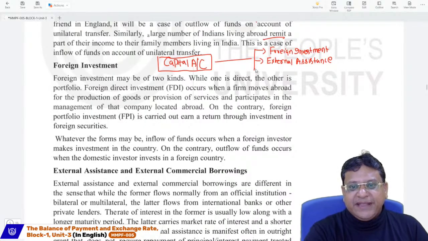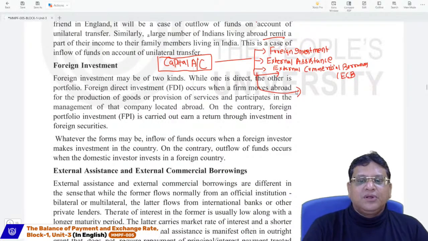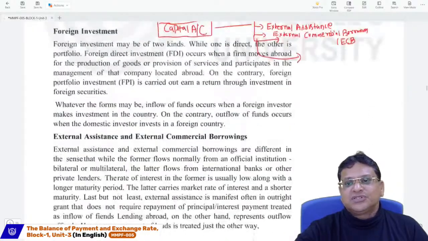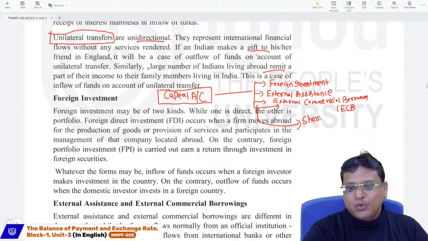Third one is external commercial borrowing, ECBs. And the last item is short term flow of funds. So capital account records these four things. We'll discuss all these things.